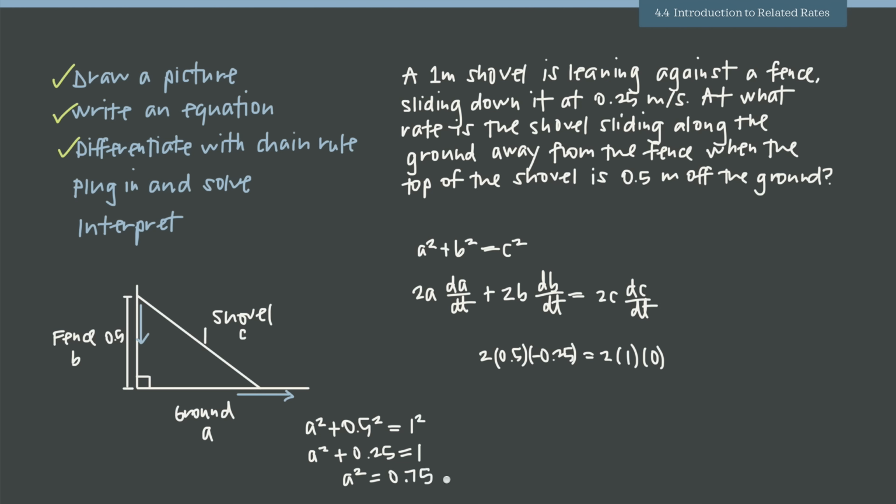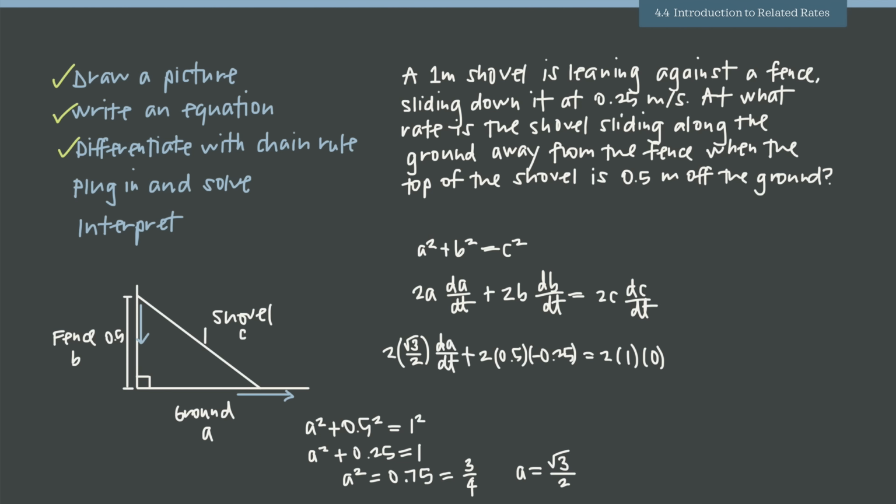0.75. If we write 0.75 as 3 over 4, and we take the square root of both sides, then we get A is equal to square root 3 over 2. So now we have a value for A, and we say 2 times root 3 over 2. That's our value for A. And then we have dA over dt. And now we've got everything plugged into the equation.